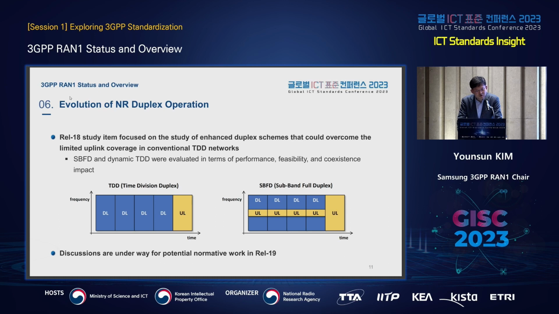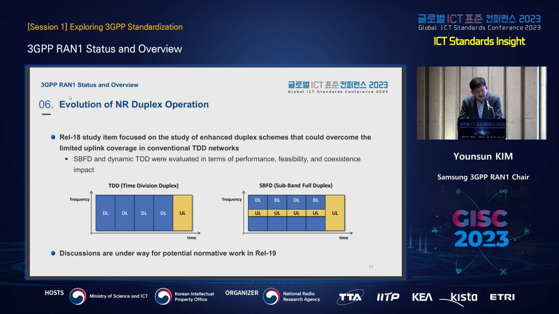And then duplex. So evolution of duplex is another new thing that RAN1 has looked into in Release 18. Now, one thing we observed, and I'm pretty sure everyone has also experienced to some extent, is that as we go into 5G, there has been a lot of concern about coverage. And one of the reasons that the coverage is limited is due to TDD.